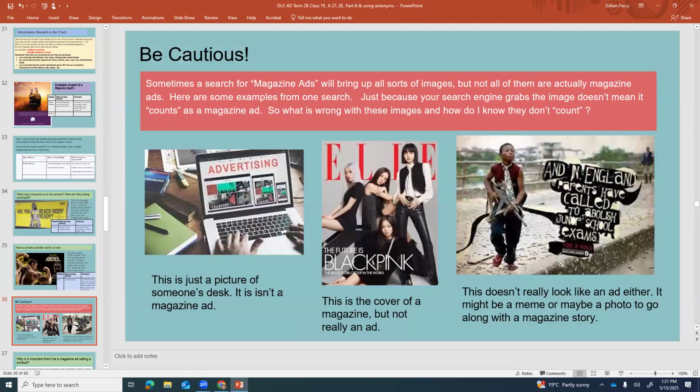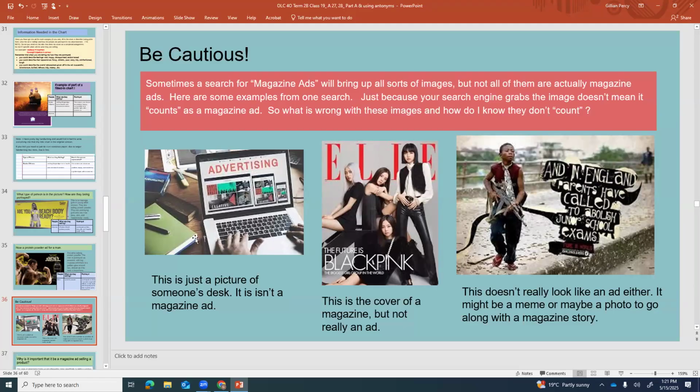Now, the internet is tricky. And sometimes when people use it, they'll take it on faith. Like if I looked for magazine ads, then anything it brings up must be a magazine ad. But that doesn't actually happen. So here's an example of some things that, when I said to Google magazine ads, it pulled up. Just because your search engine grabbed it when you said magazine ad doesn't mean that it actually counts as a magazine ad. So what's wrong with some of these images and how do I know that they don't count?